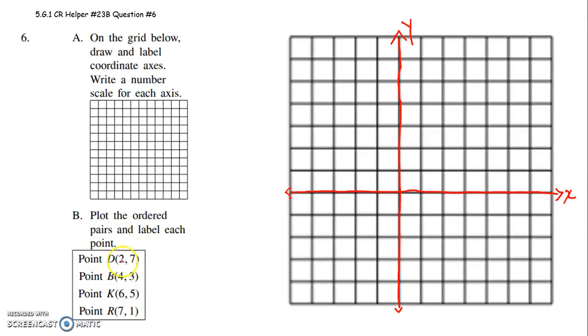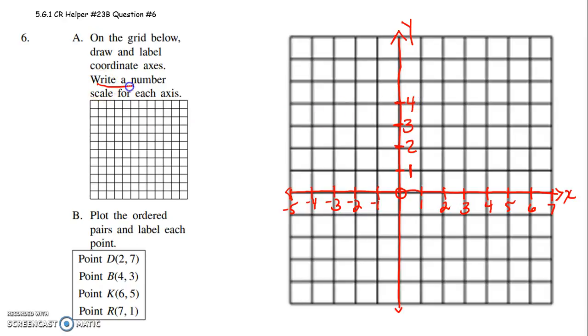I can see I can go by 1 unit here. So this would be a positive 1, 2, 3, 4, 5, 6, 7. And this would be a negative 1, negative 2, negative 3, negative 4, negative 5. Moving up, this would be 0, 0. That's the origin. Moving up here, that would be a positive 1, positive 2, positive 3, positive 4.